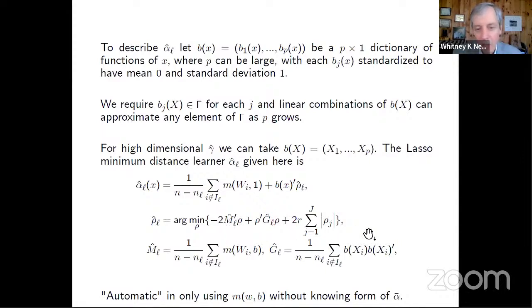And then you do a Lasso. Now, we have software for this. Write me about it, or write my co-author, and we'll send you software that does this. You just give it M, the thing you're interested in, and the basis functions, and the software will produce an alpha hat.